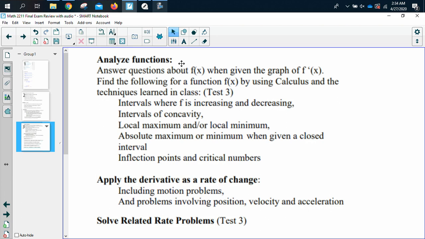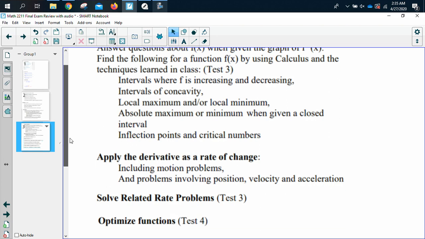Analyze functions. Answer questions about f of x when given the graph of f prime of x. Find the following for a function f of x by using calculus and the techniques learned in class. This was test 3. Intervals where f is increasing and decreasing, and so you'll need to use the derivative to answer that. Intervals of concavity, local max and or local min, absolute max or min when given a closed interval, inflection points, and critical numbers.